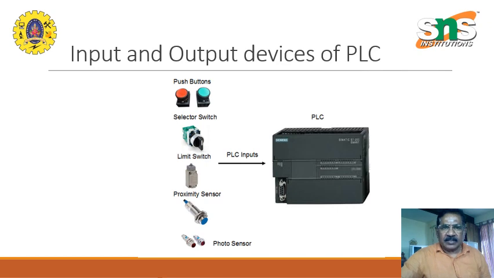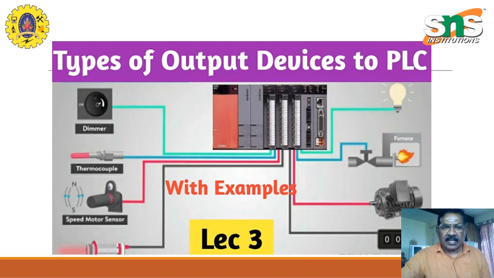To recollect what we had done earlier, in continuation of the previous class, we saw the various input and output devices of a programmable logic controller. We looked at the push button, limit switches, proximity sensors, and photo sensors, which give the input to a programmable logic controller, and the output devices, which could control a furnace, a counter, a motor, a sensor, a thermocouple, etc.